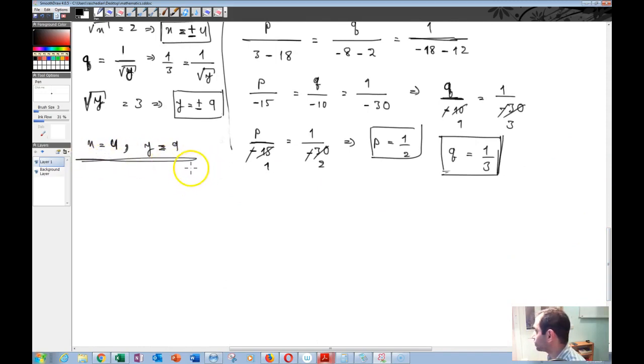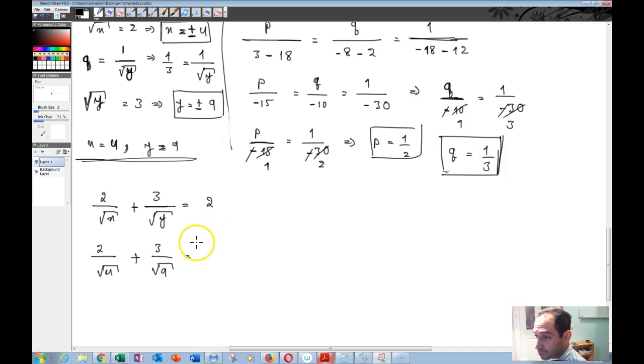over here, you can verify your equations. For example, the equations that we had were 2 over square root of x plus 3 over square root of y is equal to 2, and if x is equal to 4 and y is equal to 9, you have 2 over square root of 4 plus 3 over square root of 9, which is equal to 2 over 2 plus 3 over 3 is equal to 1 plus 1, which is equal to 2, which is basically the value that you get here.